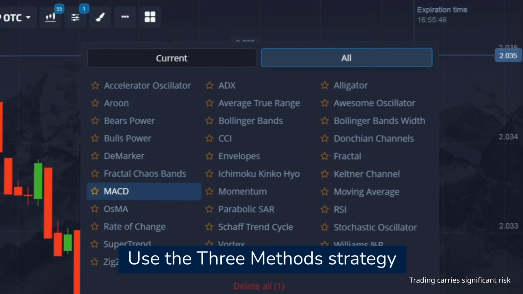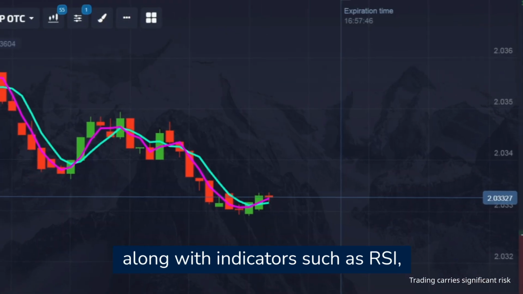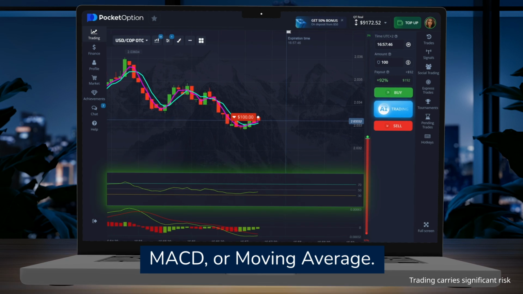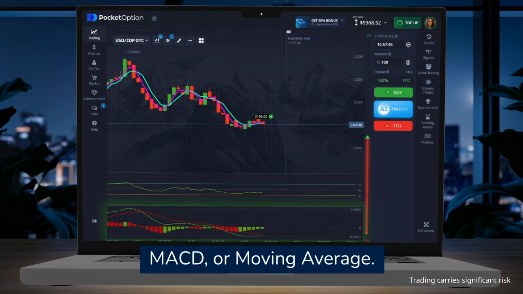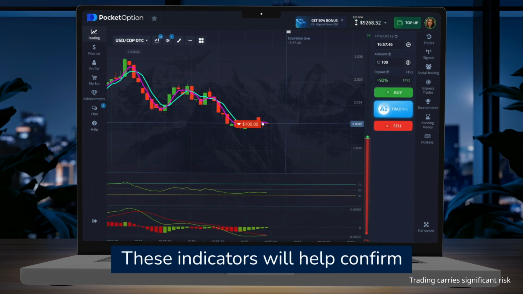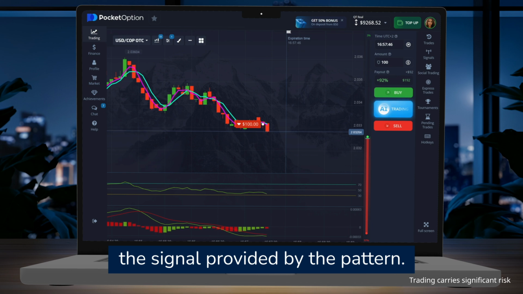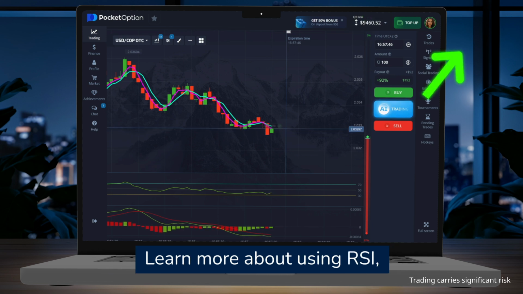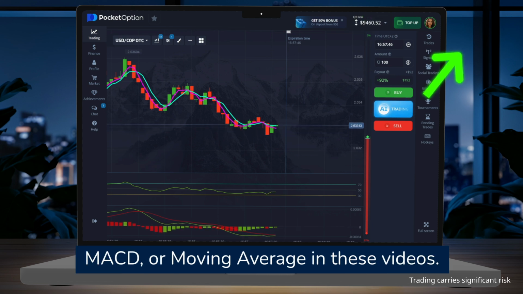Use the three-method strategy along with indicators such as RSI, MACD, or moving average. These indicators will help confirm the signal provided by the pattern. Learn more about using RSI, MACD, or moving average in these videos.